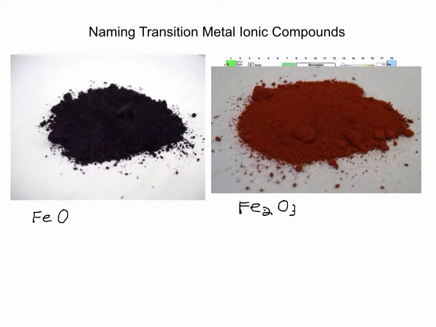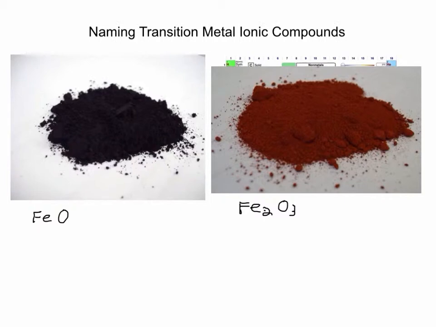Okay, so if we go by our old naming rules, the ones we use for the alkaline earth metals, this is iron oxide, and this is iron oxide. They both have a metal and a non-metal, so we know they're ionic. But how can we tell them apart? It's clear that if we look at them, this iron oxide is black, and this iron oxide is red. So when we name these, we actually have to add in something. And this is the charge that is on the metal ion.